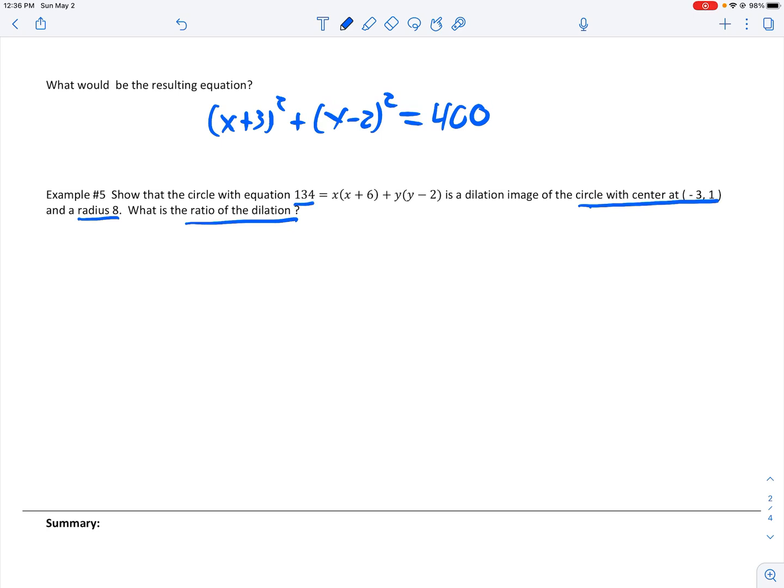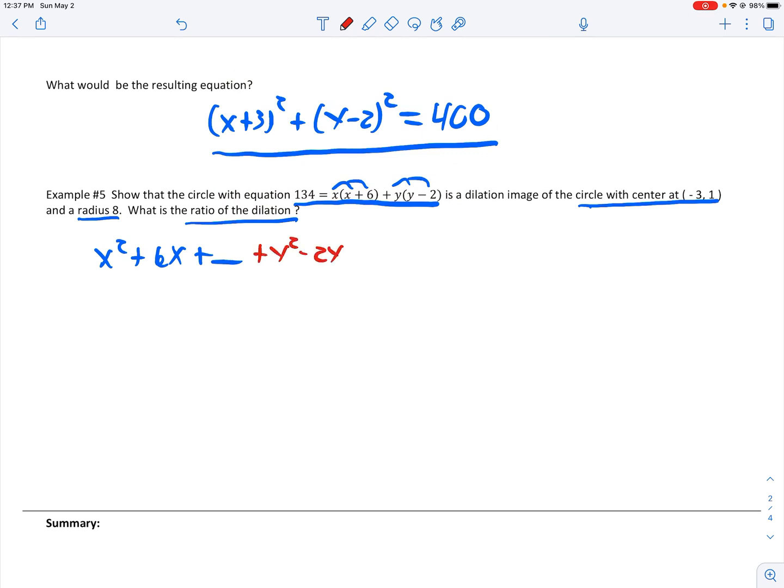So we need to get this into descriptive form. We need to make it look like the blue equation right above it that I just underlined. We want our black equation there to look like the blue one. So we're going to distribute. So we have x squared plus 6x. We're going to complete the square, so we're going to leave space for a new number. And then the same idea with the y: plus y squared minus 2y plus room for a new number. And then we're just going to leave the 134 over there.